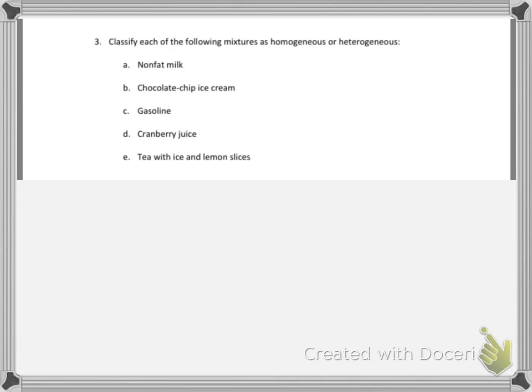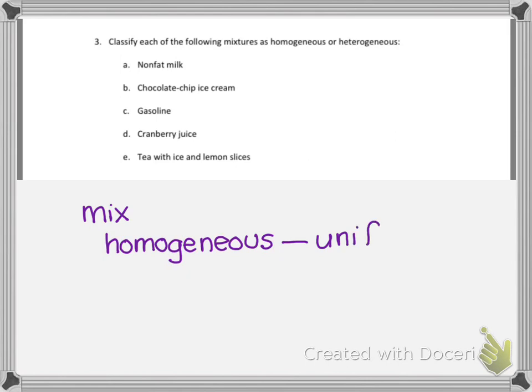Question 3. Classify each of the following mixtures as homogeneous or heterogeneous. So mixtures can be homogeneous, and one way to think of these descriptions is as something that we would see. And when something is a homogeneous mixture, to our eyes it looks uniform. So for example, if I had salt water, which I know contains salt and water, it looks like just one thing to my eyes when it's mixed.